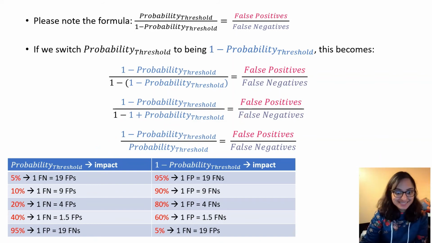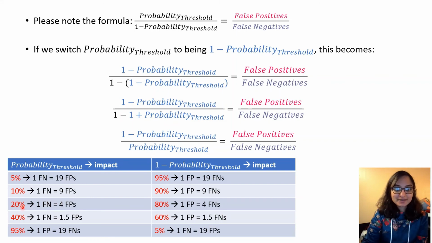So let's see what that means. Just some examples here, like a 5% probability threshold and 95%, which is the opposite. 5% as a probability threshold, as we've seen, means that one false negative is equal to 19 false positives in terms of the impact of the errors. Whereas for 95%, it's flipped, where one false positive is equal to 19 false negatives in terms of the impact. And again, these two, 5% plus 95%, sum to 1. So for 10% and its opposite, 90%, we see for 10%, one false negative equals 9 false positives, whereas for 90%, it's flipped, where one false positive equals 9 false negatives.